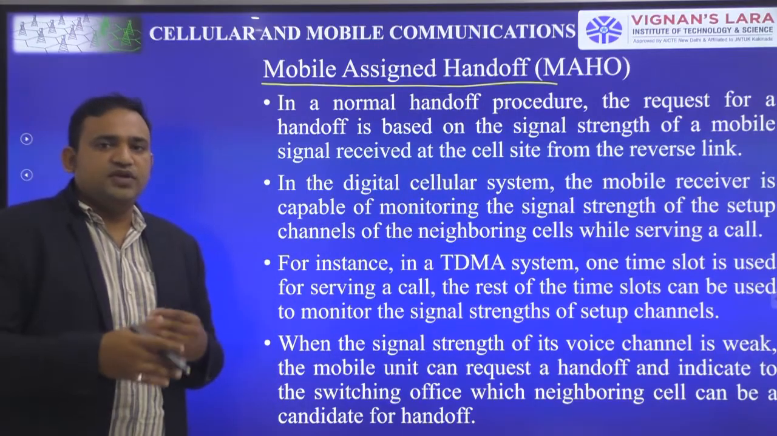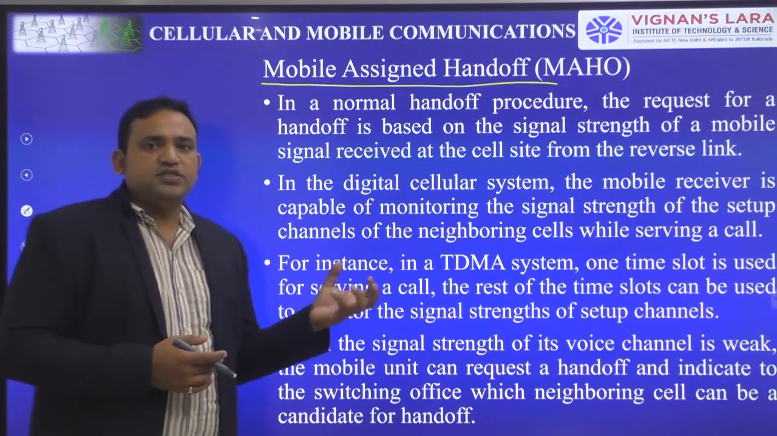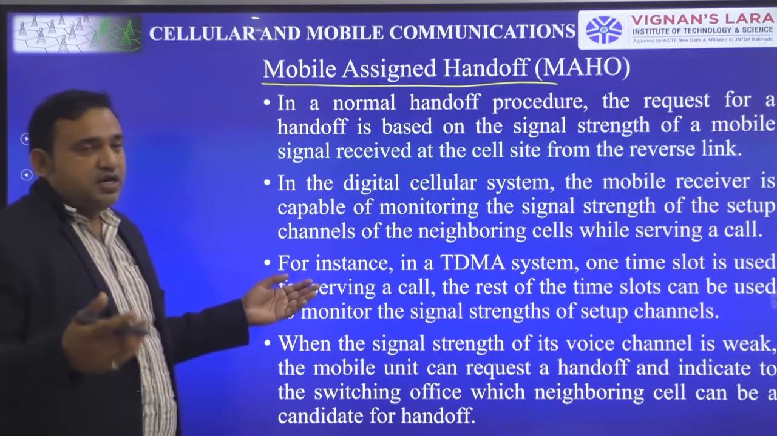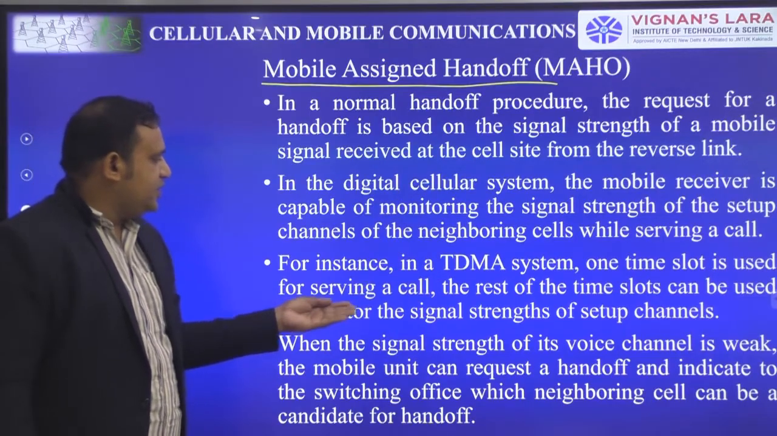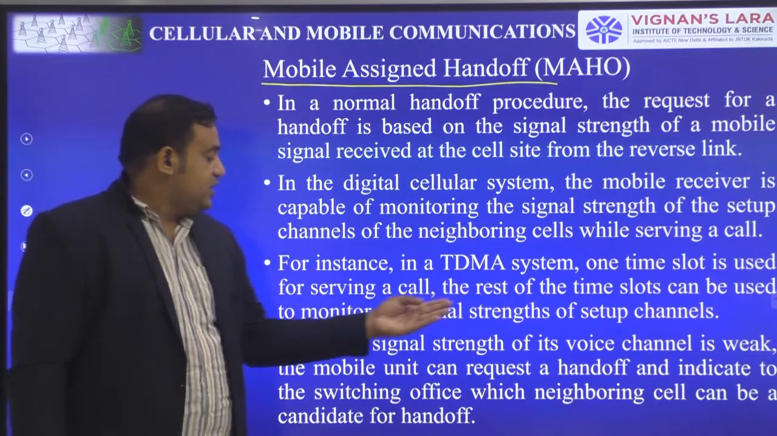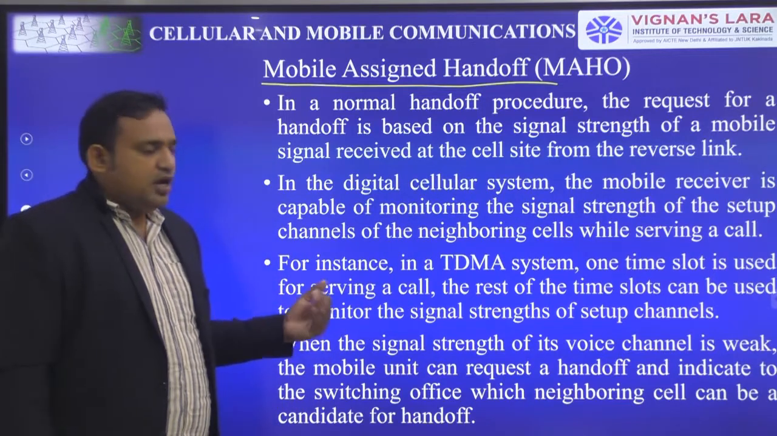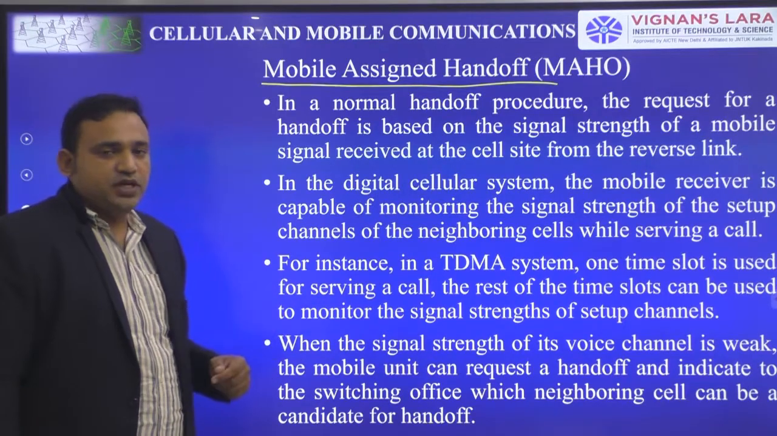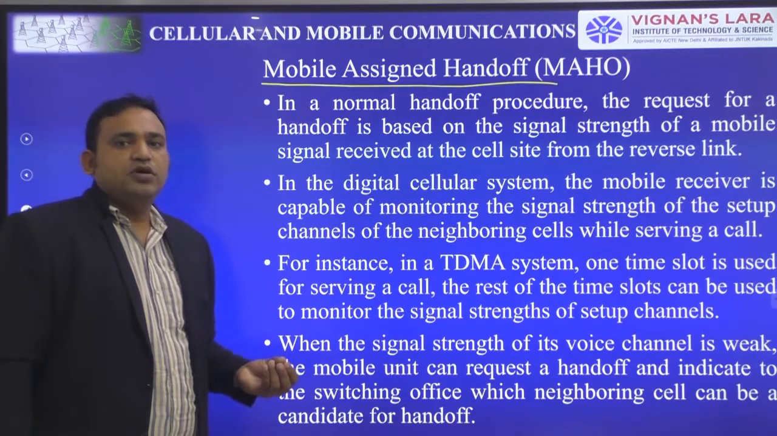So while serving a call itself, the mobile unit is capable of monitoring the signal strength of the other base stations or neighboring cells. For instance, in a TDMA system, time division multiplex system, one time slot is used for serving a call, and the rest of the time slots can be used to monitor the signal strength of the setup channels.